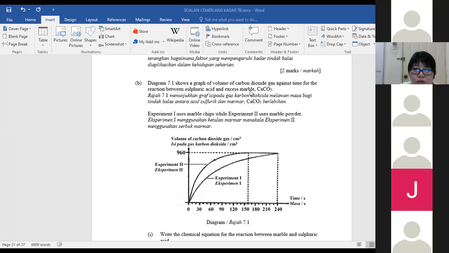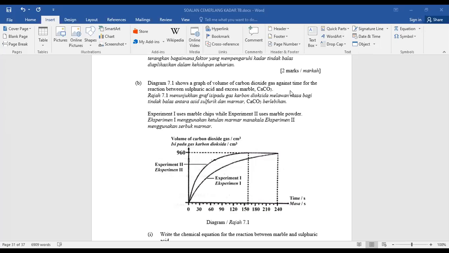Volume of carbon dioxide gas, against time, for the reaction between sulfuric acid and excess marble. This part, calcium carbonate, yes, thank you. This part is important: sulfuric acid and excess marble, or sometimes they call it marble chips. Why I said this part is important? Because later, can you see down here? They ask us to write the chemical equation.